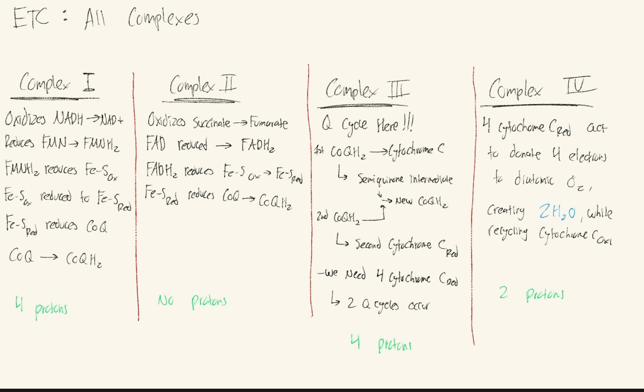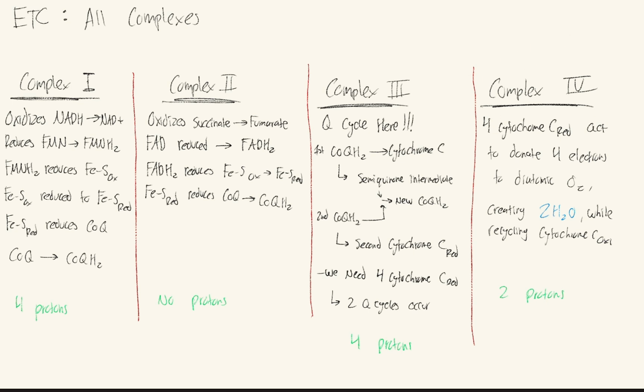And so then a second coenzyme QH2 is going to do the same electron splitting, and it will create a new coenzyme QH2 because it will fulfill the additional electron requirement of the semiquinone intermediate, but it will also reduce a second cytochrome C. So in a single Q cycle, we are producing a brand new coenzyme QH2 and 2 cytochrome Cs in the reduced state. However, we need 4 reduced cytochrome Cs to ultimately create water. So we're going to need 2 Q cycles to occur. But do note that this results in the net pumping of 4 protons into the intermembrane space.